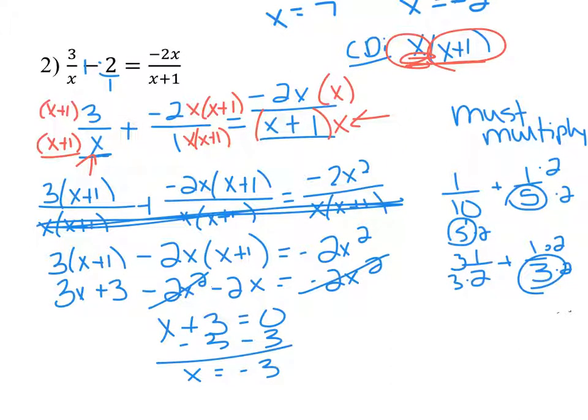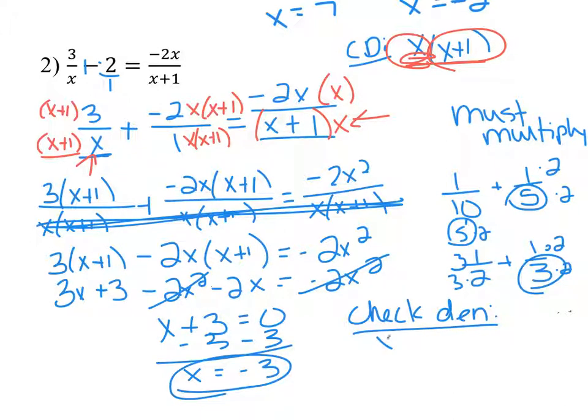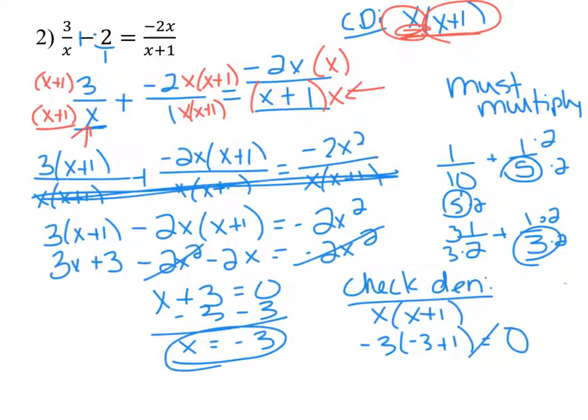Okay, so I got x equals negative 3 for my solution. Final thing that I have to do is I do have to check the denominator. So you can just take the common denominator, that one, and plug in the negative 3 and make sure that it's not 0. And I just have to make sure it's not equal to 0, and in this case it is not. It is what? Negative 6. So negative 6 is not equal to 0. So 3 is a perfect answer, or negative 3, excuse me, is a perfect answer. All right, let's try the next one.